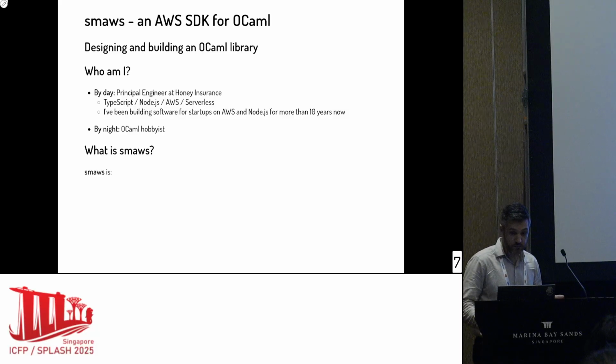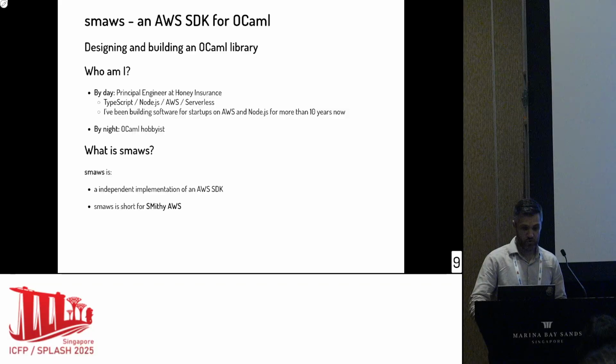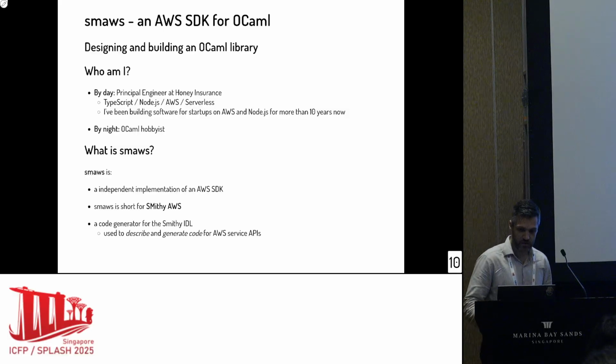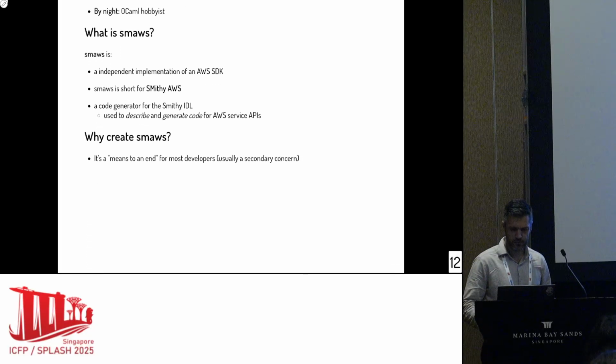So what exactly is smaws? It's an independent implementation of an AWS SDK. It's short for Smithy AWS. It's a code generator for the Smithy interface definition language, which is used to describe AWS service APIs and generate code for them. And you might be wondering about my motivation for developing smaws.